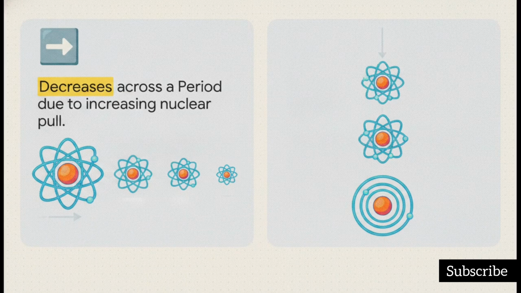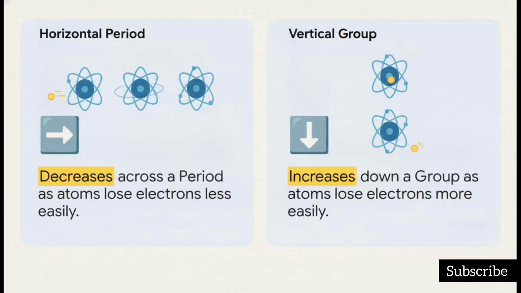Next is atomic size, which is the distance from the nucleus to the outermost shell. Counterintuitively, when you look at atomic size across a period from left to right, it actually shrinks. Why? Because the increasing nuclear charge pulls the electrons tighter and closer to the center. But as you travel down a group, the atomic size grows because you're adding whole new electron shells to the atoms. Then we have metallic character, which is the tendency of an atom to lose electrons.